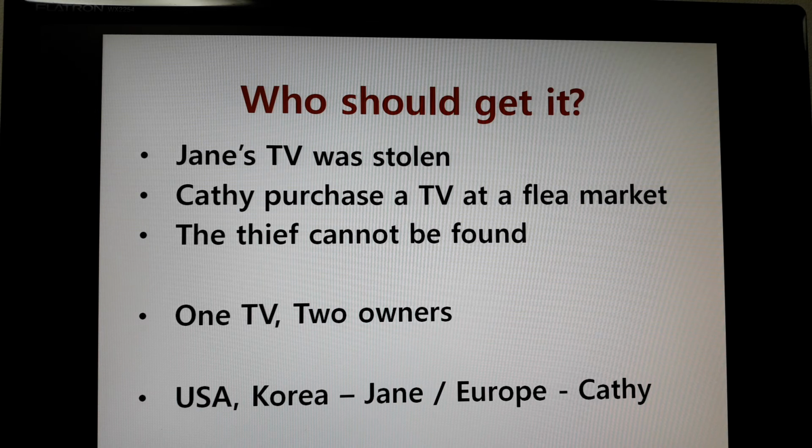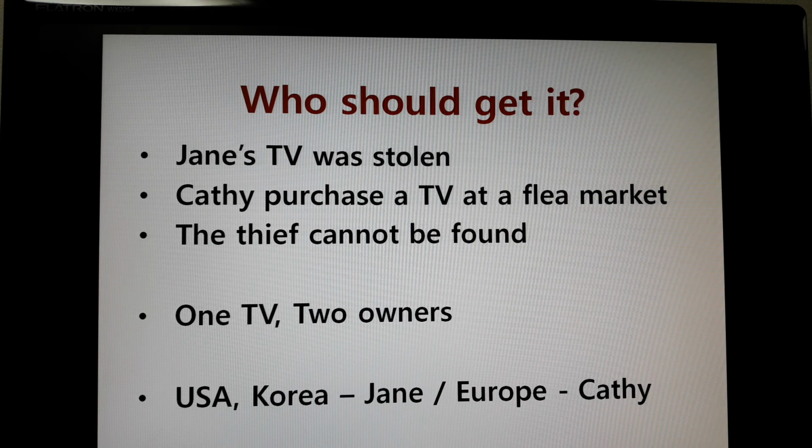Okay, what a police. However, later, Jane found out that one of her neighbors or one of her friends, Kathy, has a TV which looked exactly like Jane's stolen TV. So she brought back the serial number or something and asked Kathy, can you show me the serial number of your TV? And Kathy, why not? And they saw it and it's the same TV.